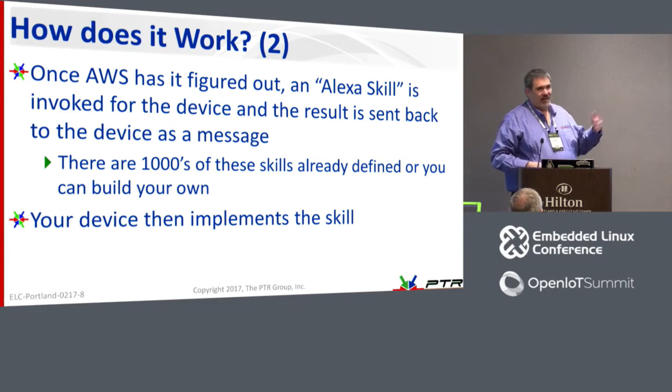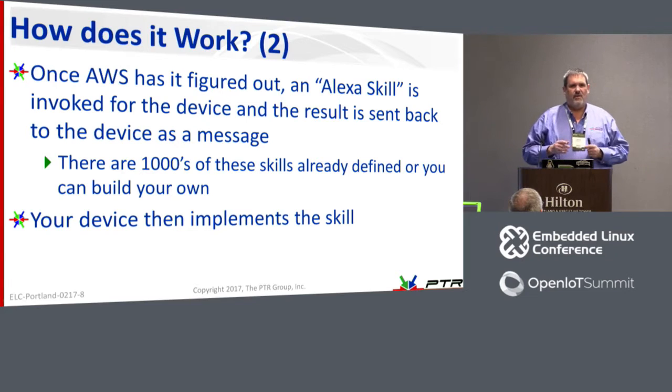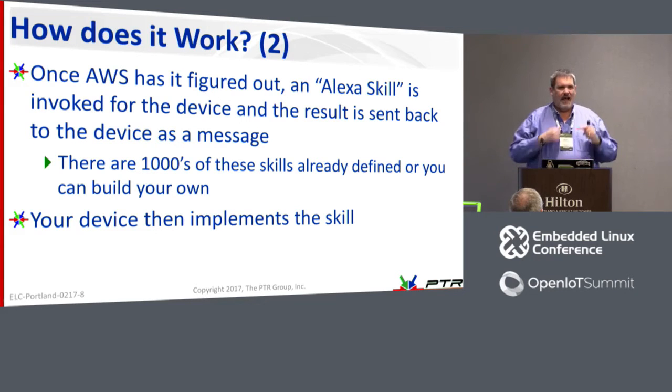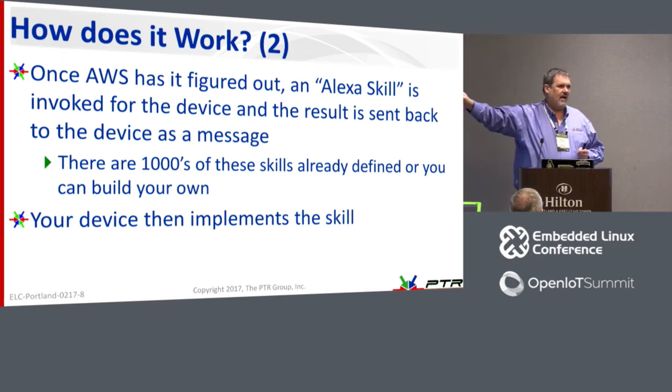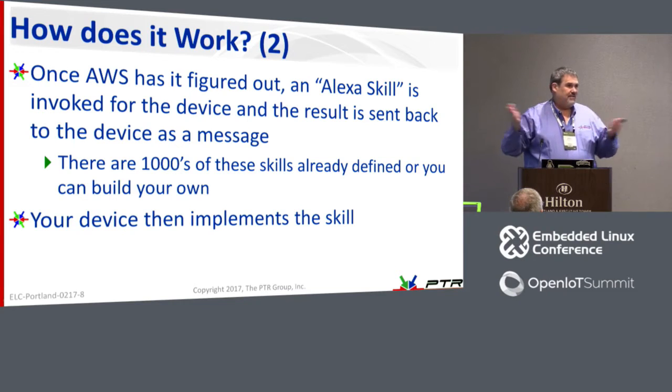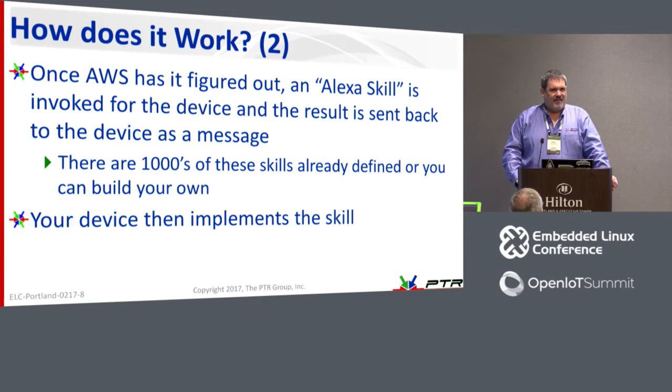And your device then implements the skill. So basically the flow is, my device is listening, I say the wake word and a command. They then take the voice that they just recorded and send it up to the cloud. The cloud does the audio processing. The cloud then figures out what skill that's related to, and then sends a command back. And when it sends the command back, then your device does whatever it was that your skill said it was supposed to do.